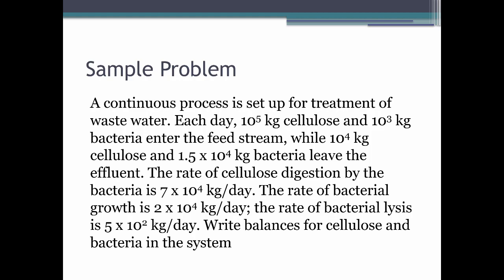While you have around 10 to the 4th, or 10,000 kilograms of cellulose and 1.5 times 10 to the 4th kilograms of bacteria leaving in the effluent. If the rate of cellulose digestion by the bacteria is 7 times 10 to the 4th kilograms per day, the rate of bacterial growth is 2 times 10 to the 4th kilograms per day, and the rate of bacterial lysis is 5 times 10 to the 2nd kilograms per day, what are the balances for the cellulose and bacteria in the system?